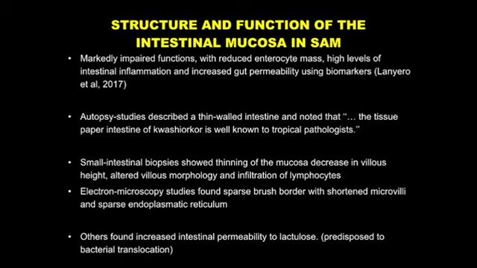We had markers of inflammation. There was so much inflammation in the gut, and also there is increased permeability of the gut. So it's easy for bacteria to translocate from the gut and go into the blood system. And in previous autopsy studies, they had described the gut as tissue paper intestine. You know, it's so friable and weak. And when you do biopsies, they show marked thinning of the mucosa.